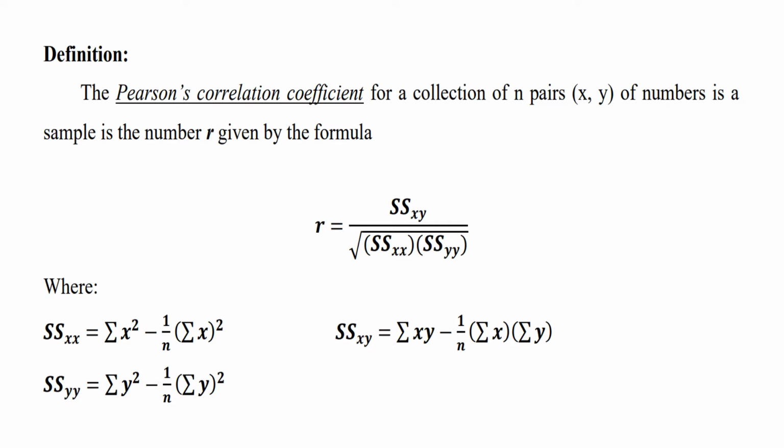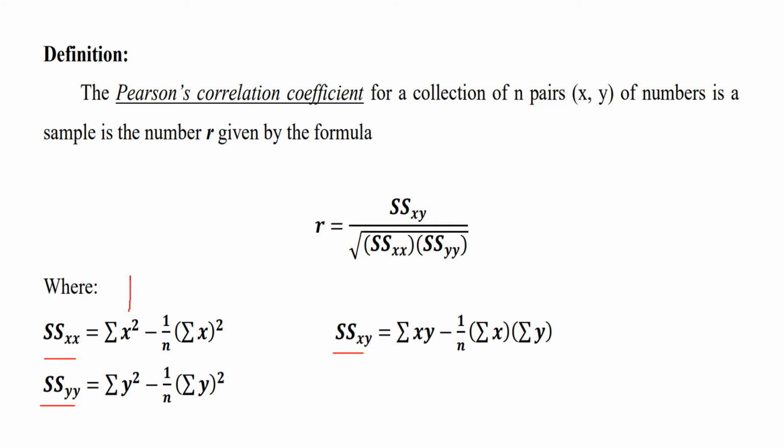As you can see on this formula being given to us, r is equal to SS sub xy all over the square root of SS xx and SS yy. So there's a given formula for your SS xy, then your SS sub xx and SS sub yy.